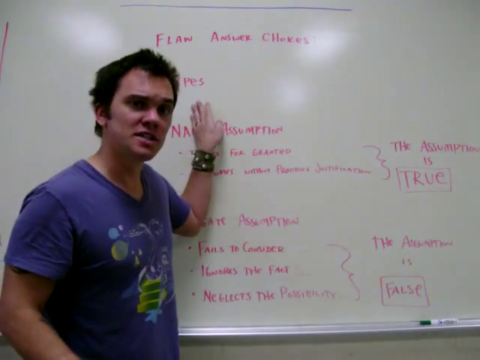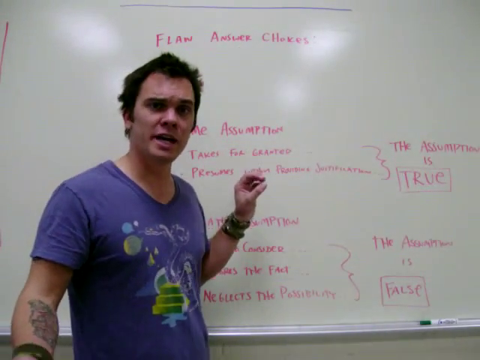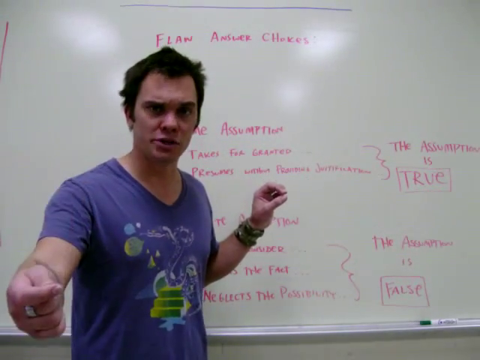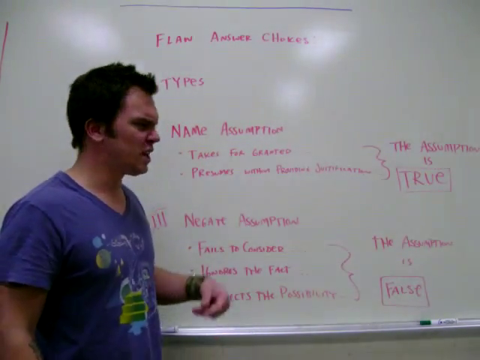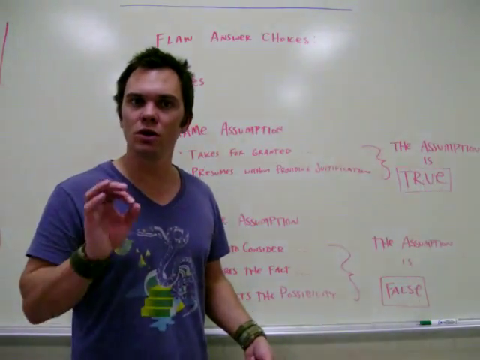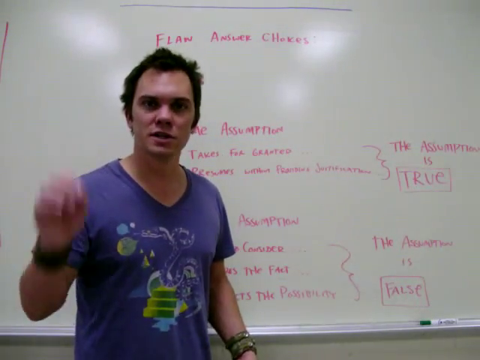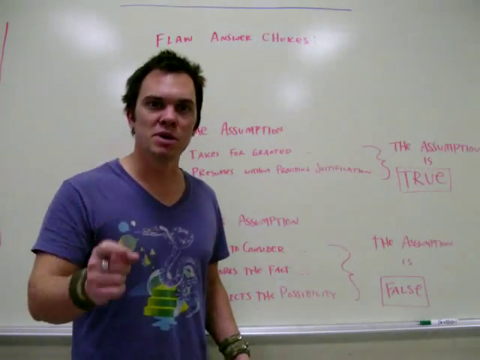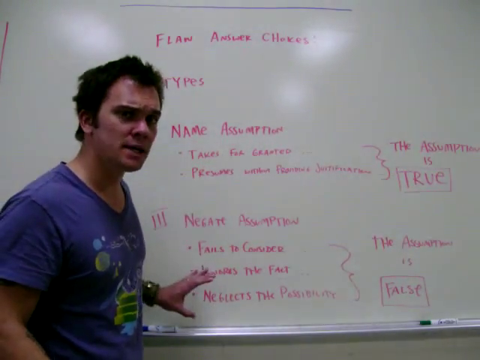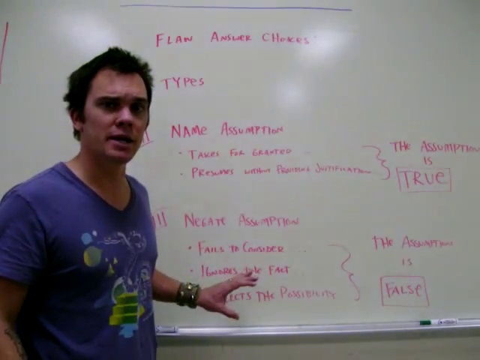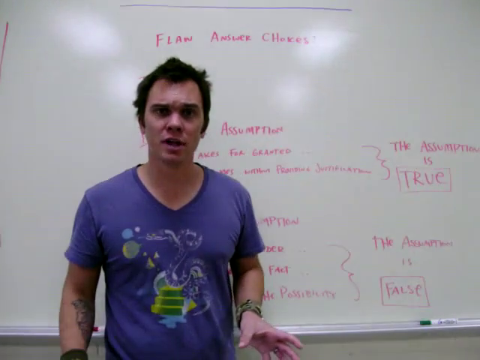We're going to get more into these types in just a minute, but they either name the assumption, it takes for granted, or presumes without providing justification, which means it assumes that the assumption is true, or it negates the assumption, it fails to consider, or it ignores the fact, or neglects the possibility. The only thing that you can ignore, the only thing that you can fail to consider, that is a flaw, is if you fail to consider that the necessary assumption may be false. So, if you have an answer that begins with those words, in order for it to be correct, it must negate a necessary assumption. And those are our three kinds of answer choices to flaw questions.